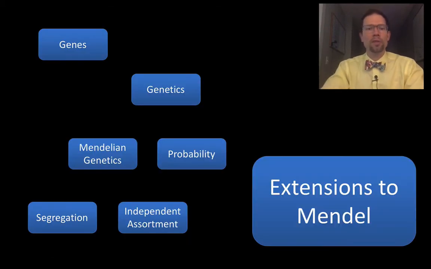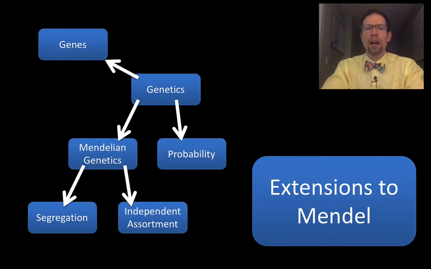To start off, we're going to go into some review about what genes actually are. Once we've gone through that, we're going to go into the experiments that Mendel actually performed and how he came up with his law of segregation and his law of independent assortment. In addition to this, we're going to talk about probability and what role it plays in genetics.